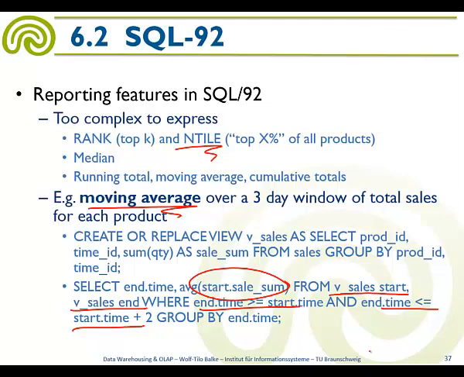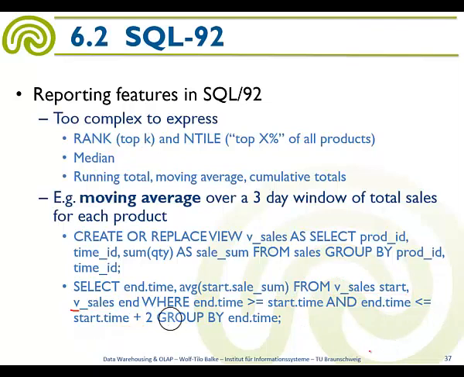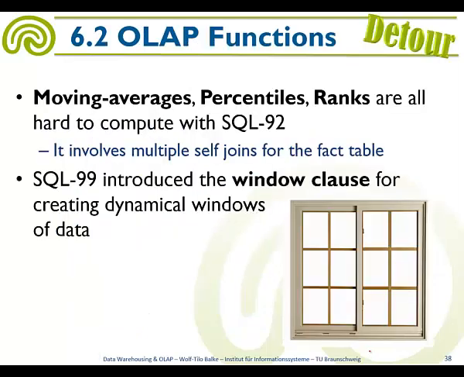And this is why there were more functions integrated into SQL 92, and we will look at some of the OLAP functions in the next detour. So as we've seen in the previous slide, doing something like moving averages, it's doable. However, it's not very intuitive. You can't quickly think of it, and it's rather difficult to write. So you had to create this view, and you had to do self-joins. And there's a lot of other things, as we've said, that are rather complicated to do with SQL 92.